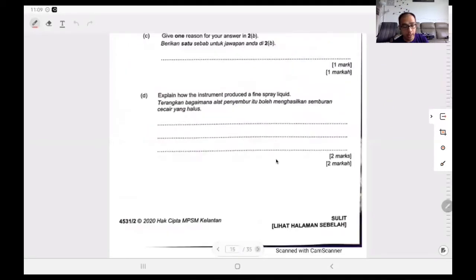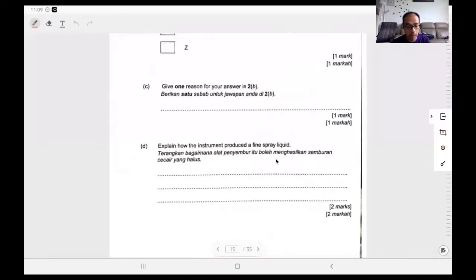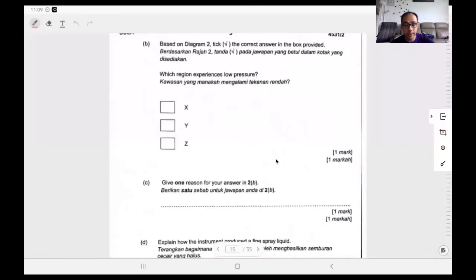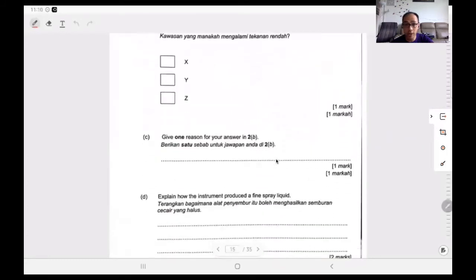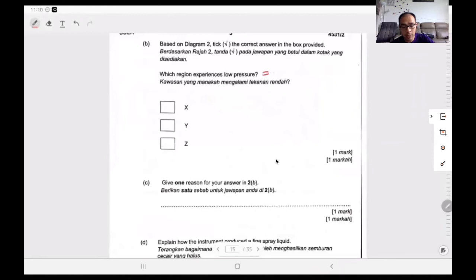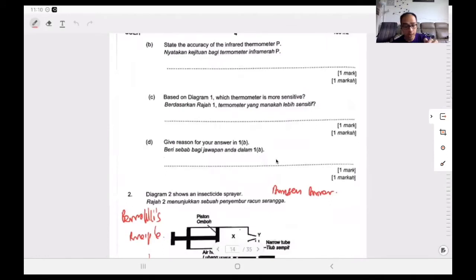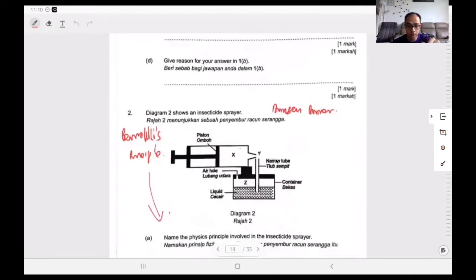Then, pick the correct answer in the box provided. Which region experiences low pressure? Low pressure means high velocity. Think about that. So you have to talk about which region experiences high velocity. Will it be here X, or here Y, or here Z? Obviously it will be Y.